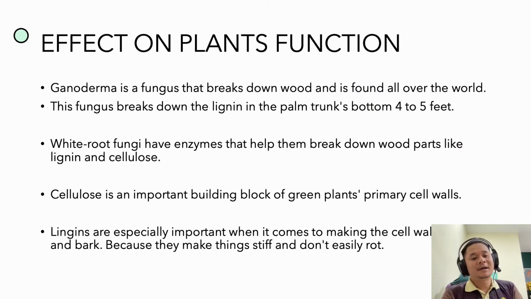Okay, effect on the plant function. Ganoderma is a fungus that breaks down wood and is found all over the world. This fungus breaks down the lignin in the trunk bottom, 4 to 5 feet. White rot fungi have enzymes that help them break down wood parts like lignin and cellulose. Cellulose is an important building block of green plant primary cell walls. Lignin is especially important when it comes to making cell walls and bark because it makes things stiff and not easily rot.